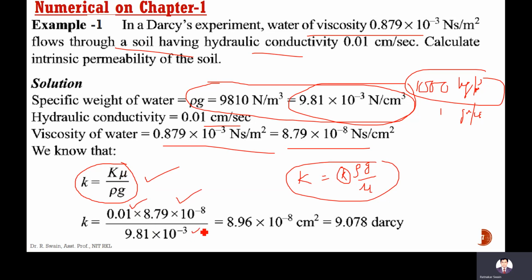And already we have discussed the unit. Either we can write it in terms of meter square or centimeter square, or we can write it in Darcy's unit, which is used in the petroleum industry. 1 Darcy means all the units should be in cm square, that's why everything is converted to cm. So 9.96 into 10 to the minus 8 cm square will give you 1 darcy. If we convert it to 1 cm square, then it will be 1 darcy.